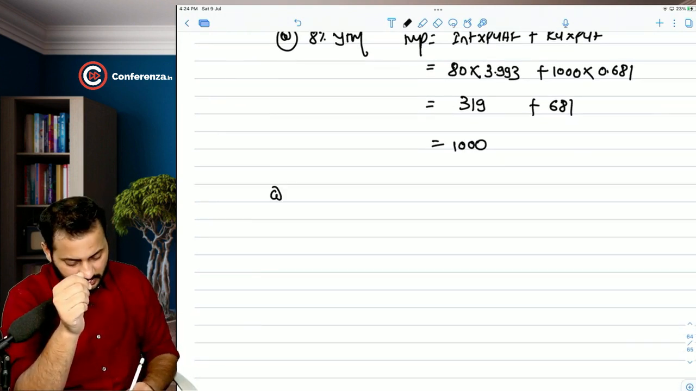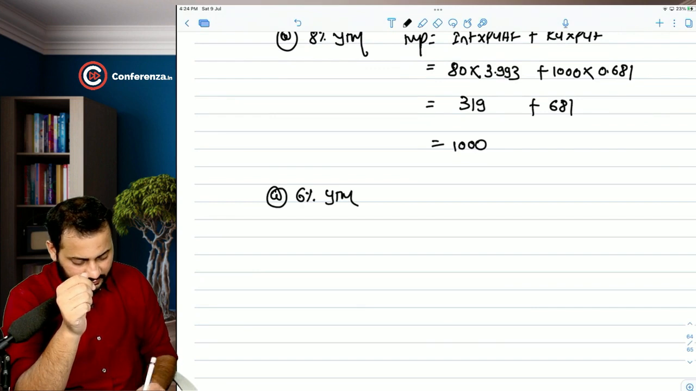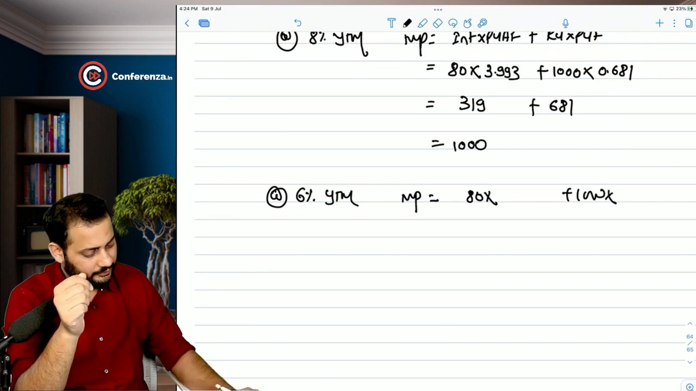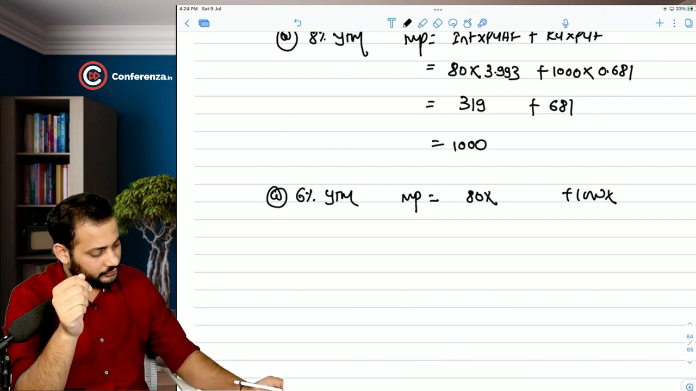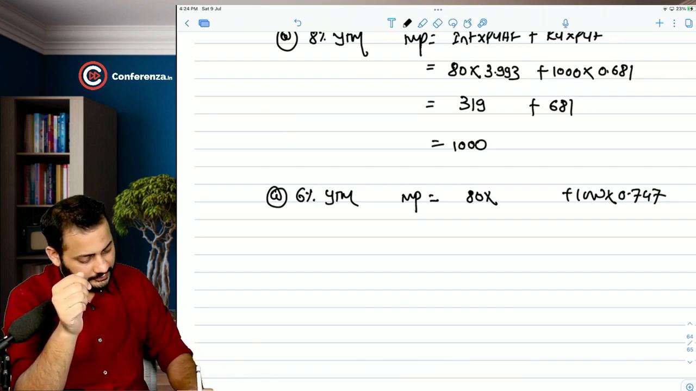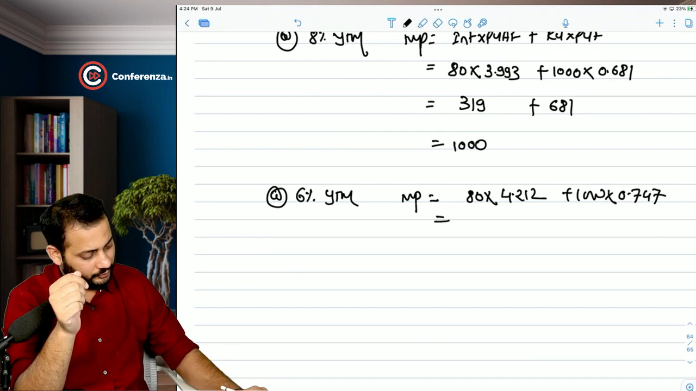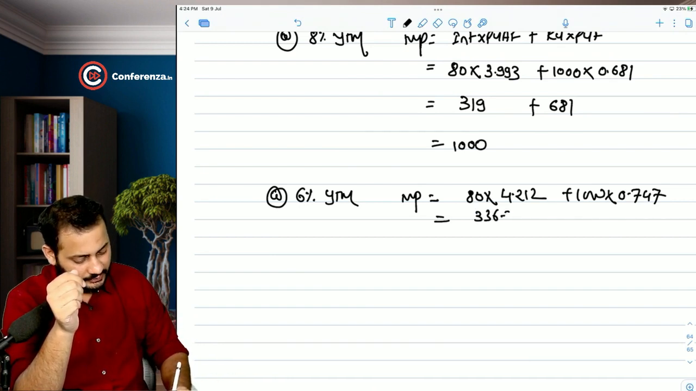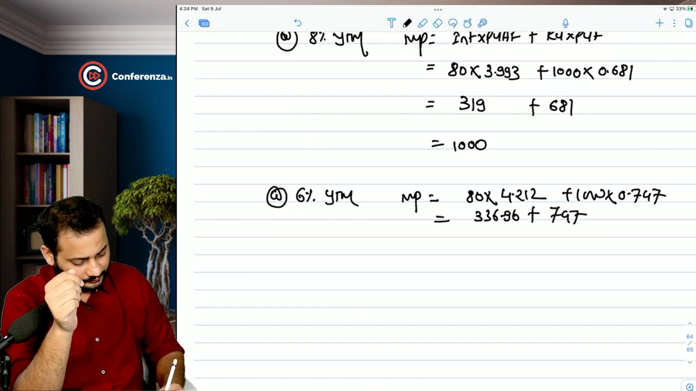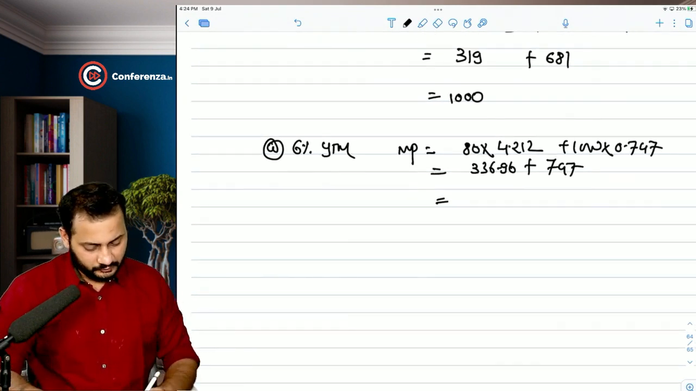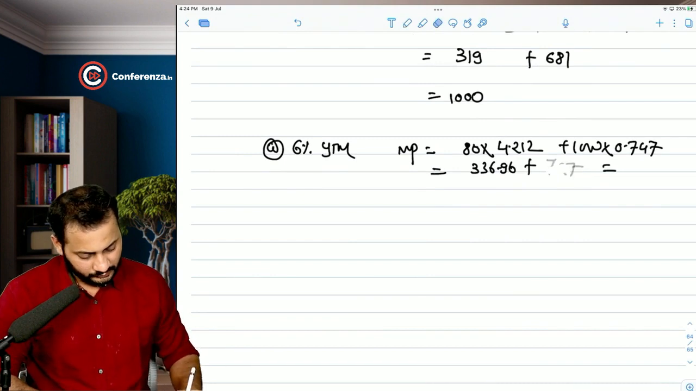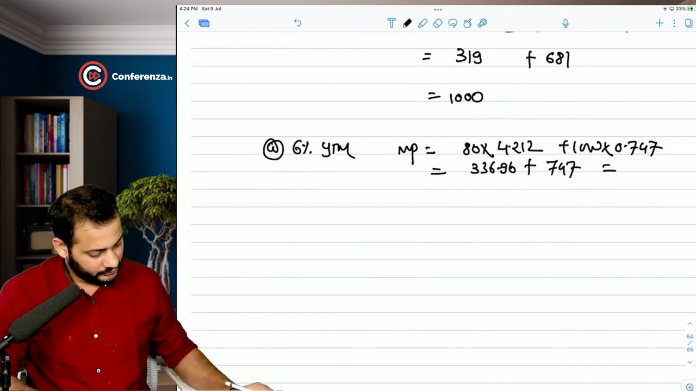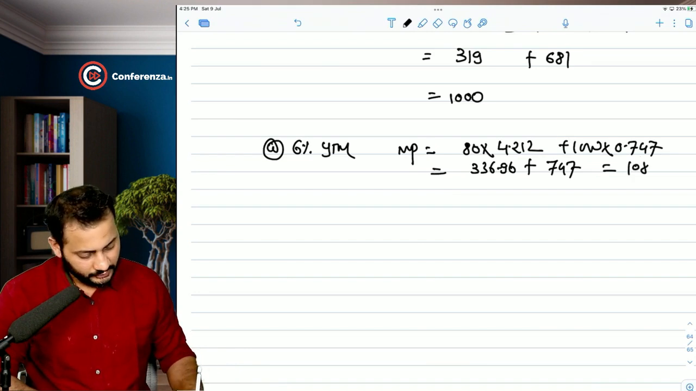Now if the YTM falls to 6%, what will happen? We will do the calculation again. 80 into annuity factor plus 1000 into the present value factor. 1 divided by 1.06 gives 0.747, and the annuity factor is 4.212. So 80 into 4.212 is 336.96 plus 747. So it goes to 1083.96.